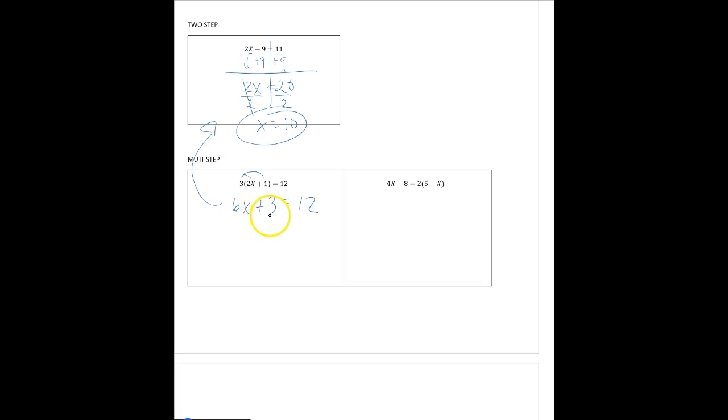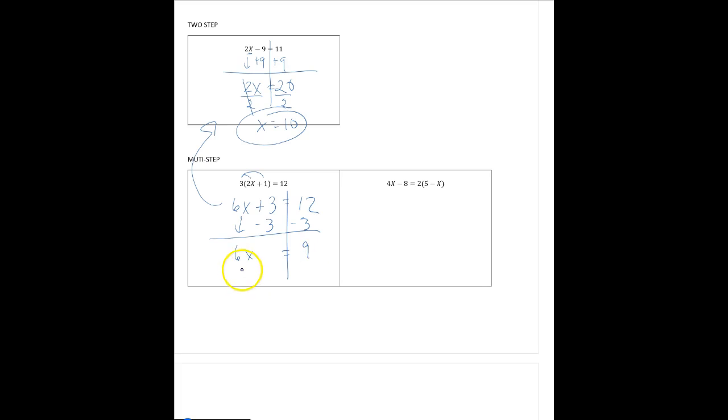Now it looks just like the one that we did up here. So I need to get rid of this 3 first. It's a plus 3, so what's the opposite of plus 3? Minus 3. Make sure you do it to both sides to keep it balanced. I'm going to bring down this because I haven't done anything with that. And then a positive 3 and a negative 3 make a 0. Yay, so that goes away. And then 12 minus 3 is 9.